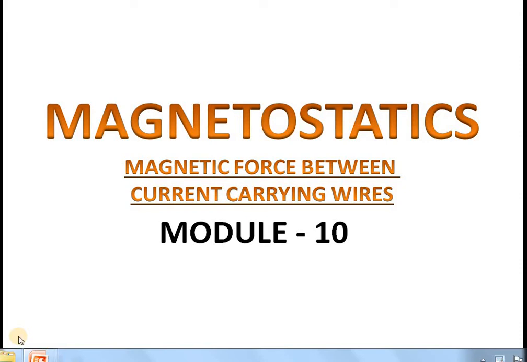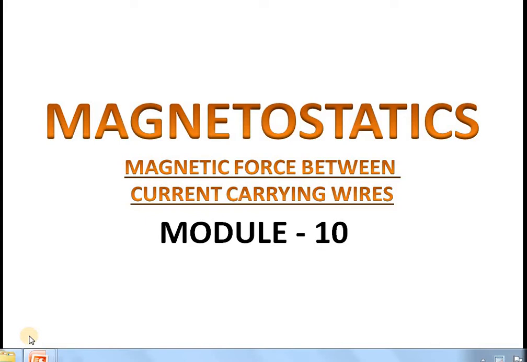Hello students, welcome to module number 10 of magnetostatics. In this module, we will be discussing the magnetic force between current carrying wires.